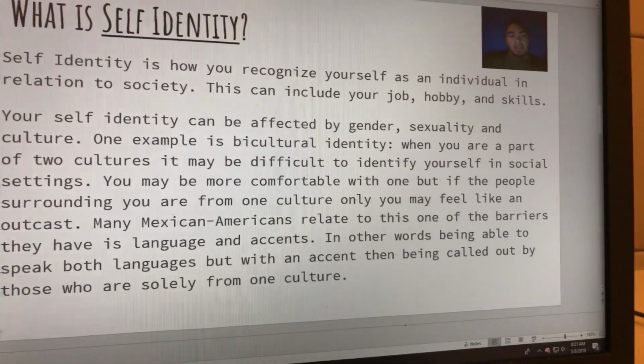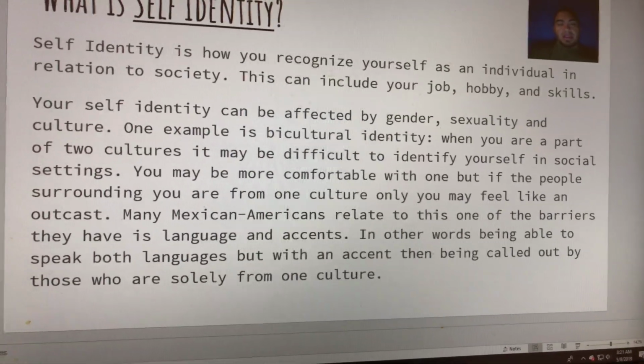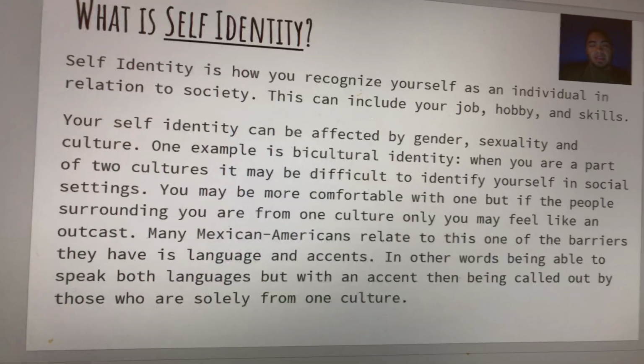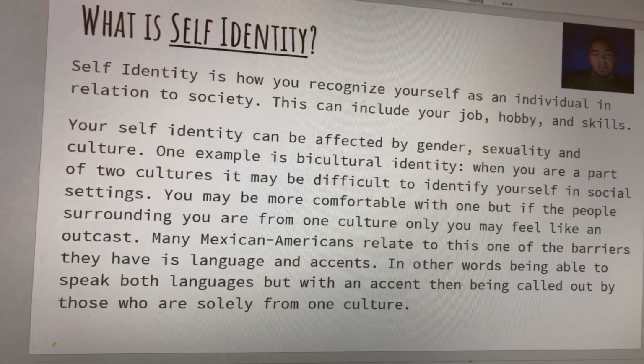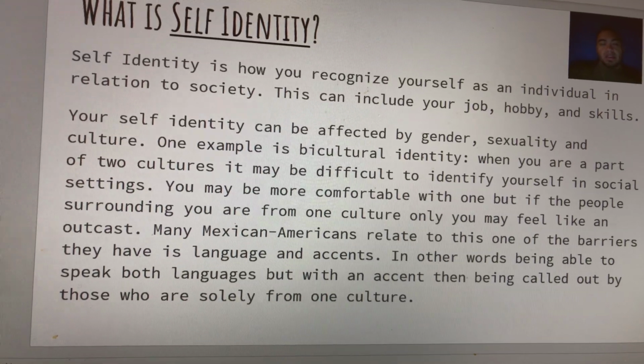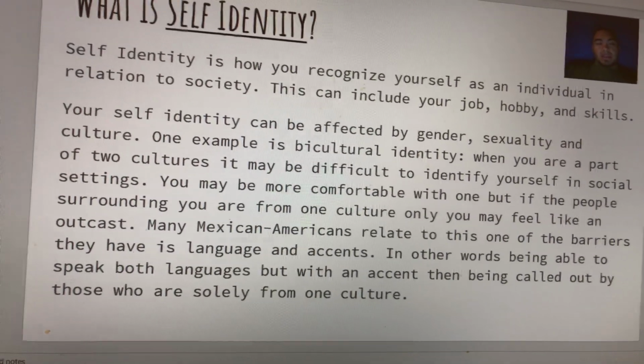I saw this growing up a lot with many of my friends. I was actually pretty blessed to have had a tutor from a young age and never really had an accent. But I did see this growing up with my other friends and my surroundings as well.